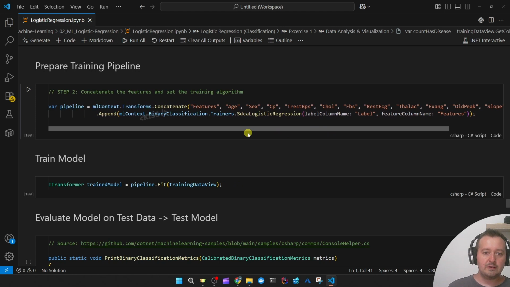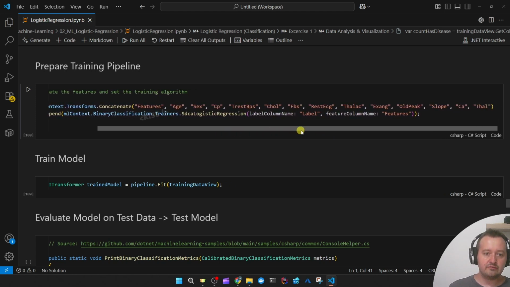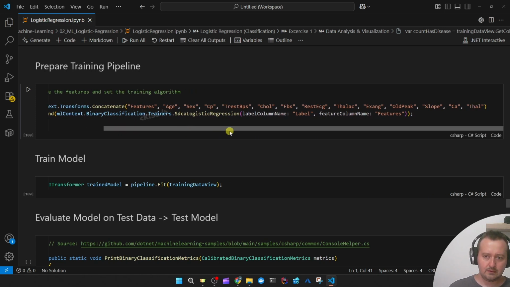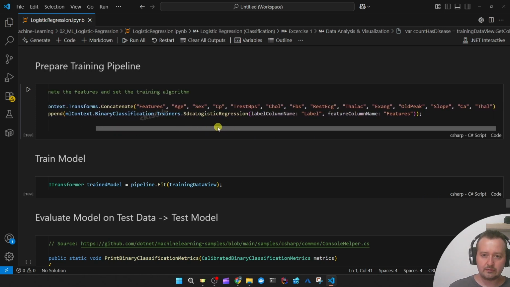Okay. Prepare the training pipeline, we're concatenating all the features, so all those values into some kind of vector or matrix, or however you want to call that.